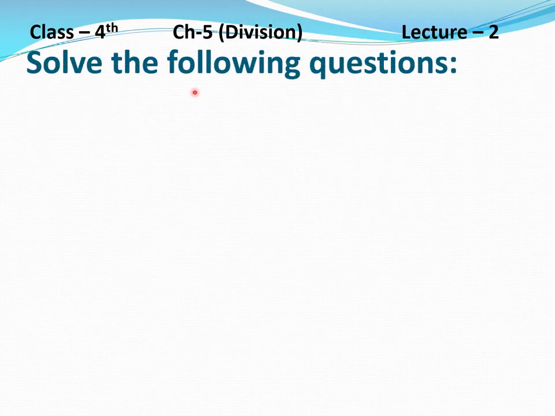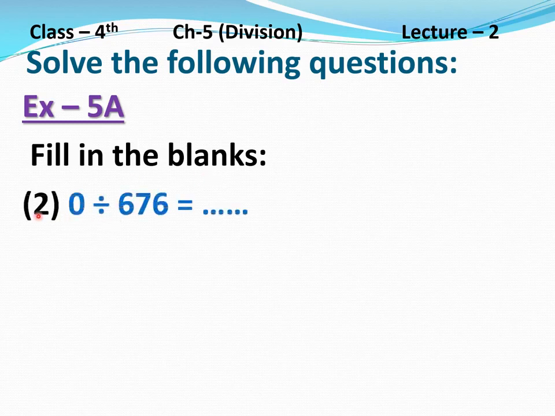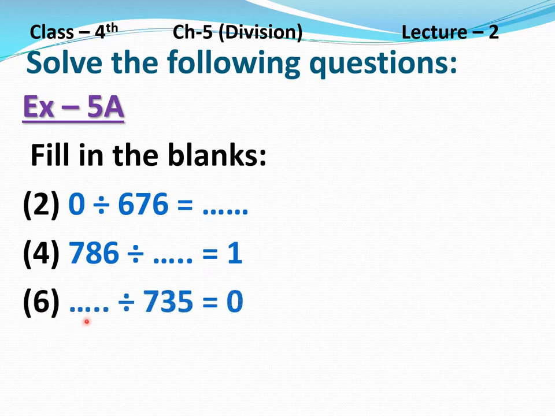Now, solve the following questions assigned as homework. Exercise 5A. Fill in the blanks. Second question, 0 divide 676 equal to dash. Fourth question, 786 divide dash equal to 1. Sixth question, dash divide 735 equal to 0.